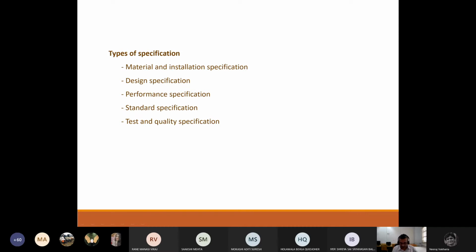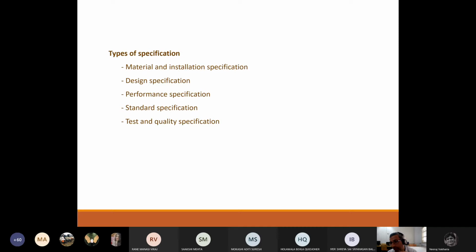Now, in order to fill the tender document, the tender document usually comprises, first of all, the specifications on the basis of which he has to quote. Most of the time we are aware of the first type of specification, that is material and installation specification. It usually comprises what material is to be used and how it is to be applied.